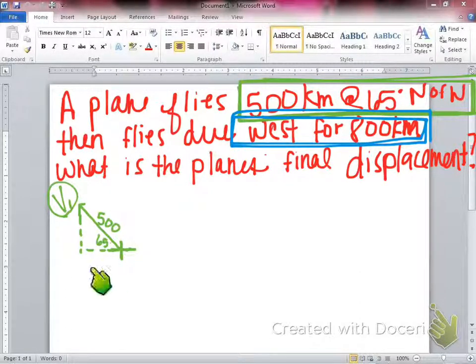Okay, if I'm going to label this side, what am I going to label this side as? V sub 1x, perfect. Because it's my first vector and I'm dealing with the x component. I'm dealing with the horizontal component. That's why we say x and y. So this side right here, what would I call it? V sub 1y, very good. Okay, let's go ahead and solve for those.